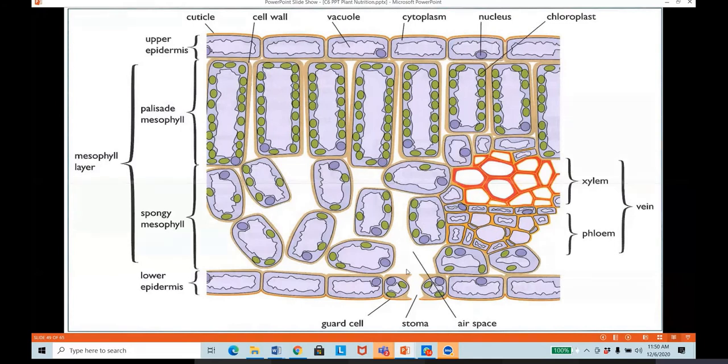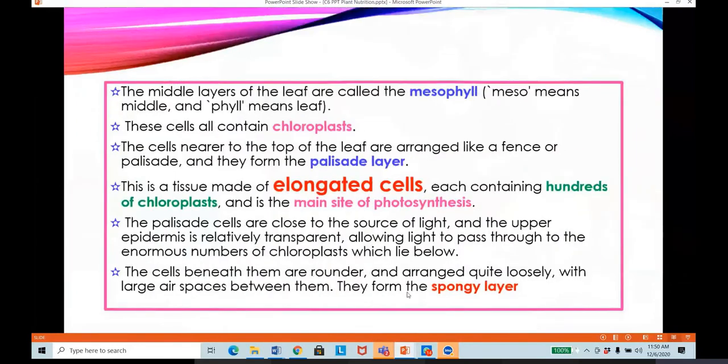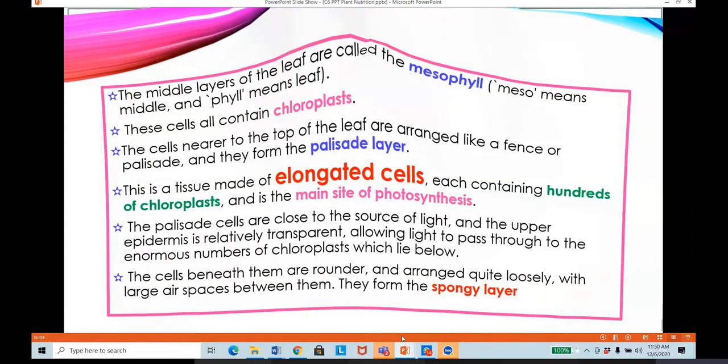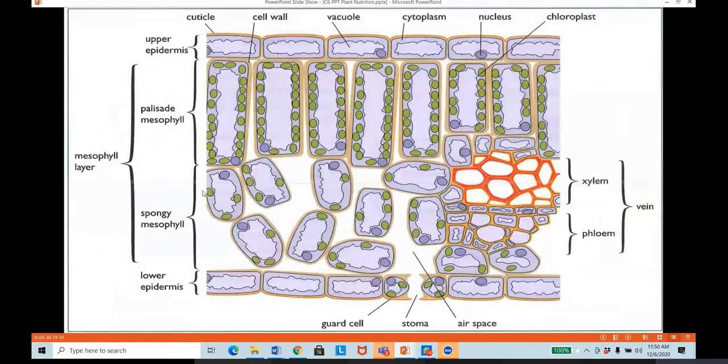And beneath that, there is the lower epidermis, which contains the holes or openings known as the stomata, about which we discussed already. So these are the various layers present between the upper and the lower epidermis, which is the middle layer of the leaf, called the mesophyll. Meso means middle and phyll means leaf. So this is the mesophyll layer. This entire layer extending from the upper epidermis till the lower epidermis is known as the mesophyll layer.